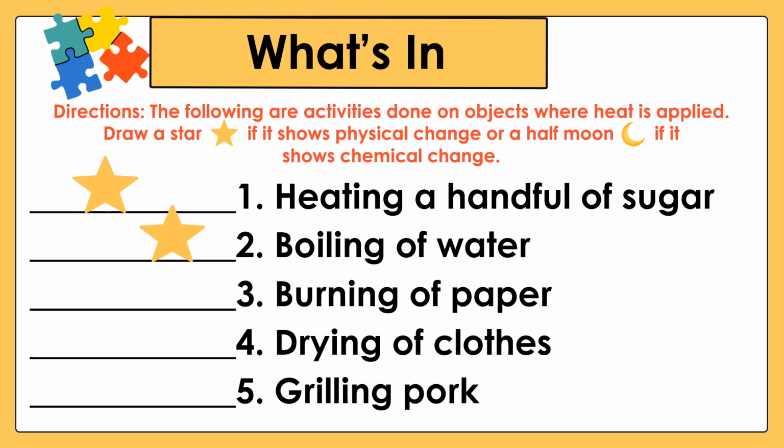Number 3, burning of paper. The answer is half moon. Number 4, drying of clothes. The answer is star, physical change. And number 5, grilling pork. The answer is star, physical change.